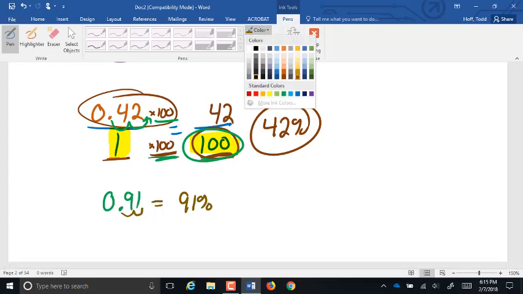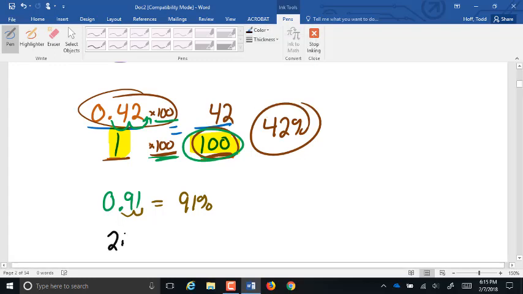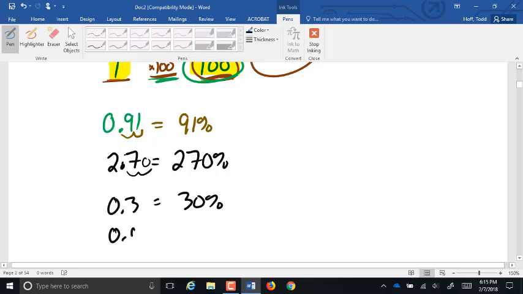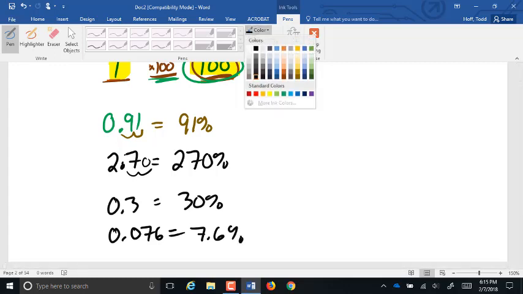If I have 2.7, what's that going to become as a percent? 270, very good. We move it 2 spots. I have to add a 0 in there. If I have 0.3, what's that become as a percent? 30%. If I have 0.076, what does that become as a percent? 7.6%. Very good. It's always moving the decimal 2 spots. Multiply by 100.